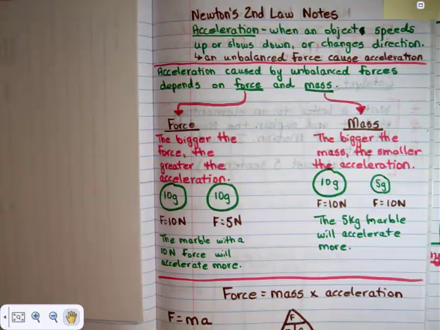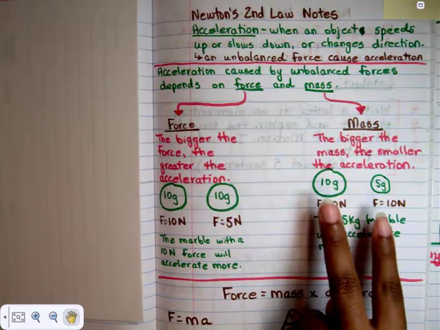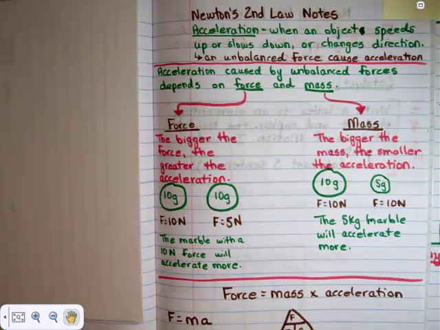Basically, the bigger the force that you put on an object, the greater its acceleration is going to be. So if you have two objects that have the same mass and you put more force on one of them, then the one that has more force is going to accelerate more. When looking at mass, the bigger the mass, the smaller the acceleration. So if you have two objects that have a different mass and you put the same force on them, the bigger object is going to accelerate slower. Okay.